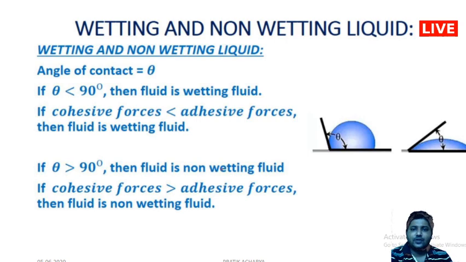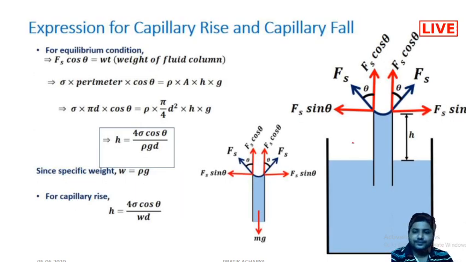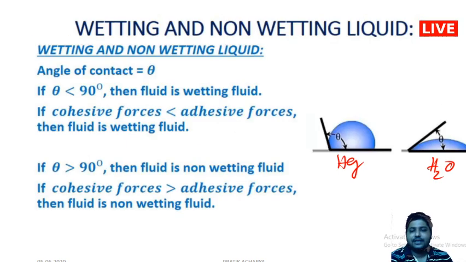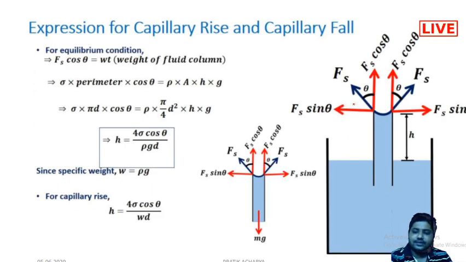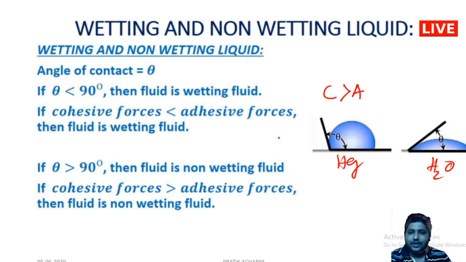What are wetting and non-wetting fluids? Suppose you take the example of mercury, and this is the example of water. If you drop mercury on a surface, the cohesive force in mercury is very high. The cohesive force is very strong as compared to the adhesive force in case of mercury. So what will happen when you drop mercury onto the surface? Immediately it will take the shape of a sphere.